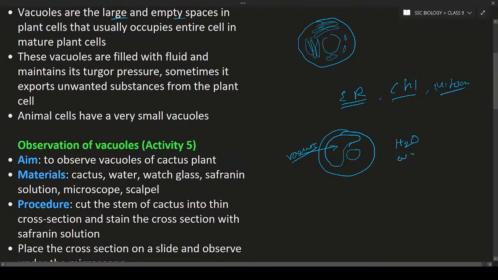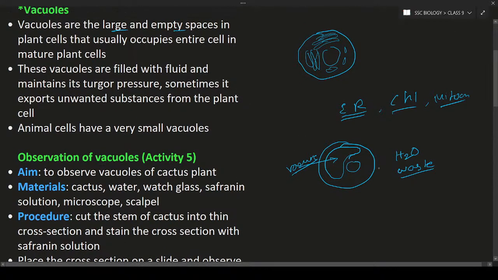Next, it is also going to store waste materials, and it is occupying the entire cell. That is the main thing that you can see in the cell. It is going to store water, waste materials, and other substances also. It is a fluid-filled organelle, filled with fluid and also some other components. Vacuoles are filled with fluid and also maintain turgor pressure.